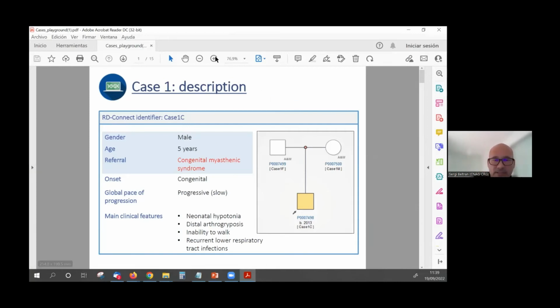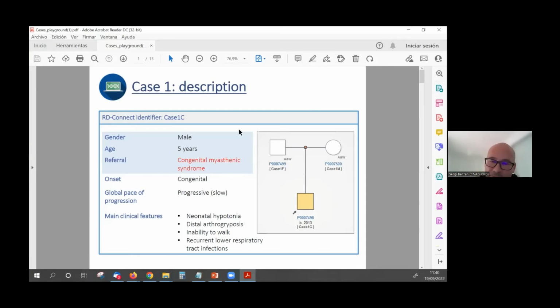Okay, so with this, I'm going to start with the first case, case 1C. It is a male, 5 years old. He was referred as a congenital myopathic syndrome, a neuromuscular disease with a congenital onset. It's progressing slowly, and the main clinical features are neonatal hypotonia, distal arthrogryposis, inability to walk, and recurrent lower respiratory tract infections.